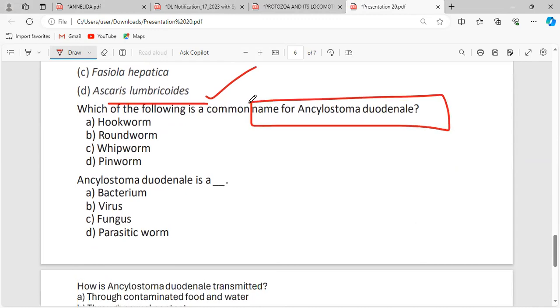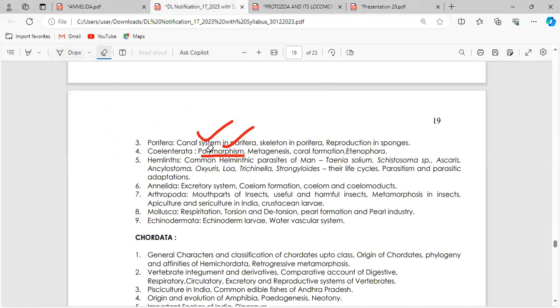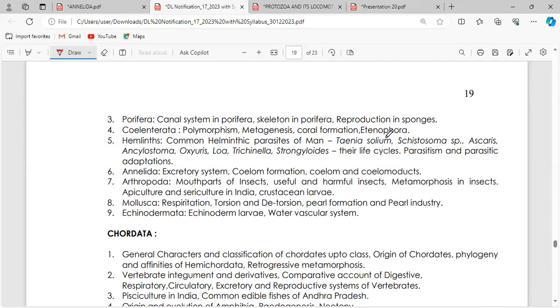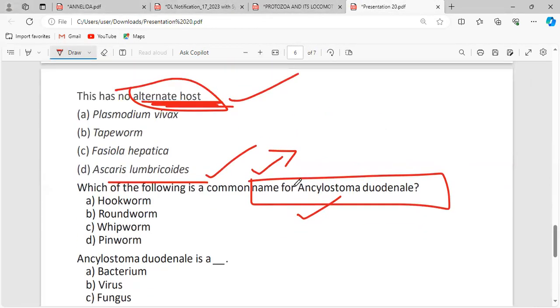And what is the common name for Ancylostoma? So you have to read the common names of all the parasites present in your syllabus. Don't deviate from the syllabus. There is no need for mugging up all those things. You have to read the common names for Taenia solium, Schistosoma species, Ascaris, and all these parasites.